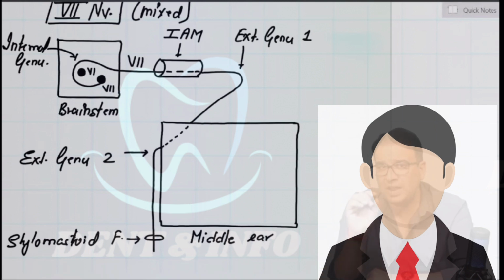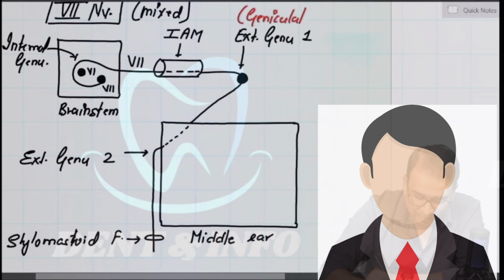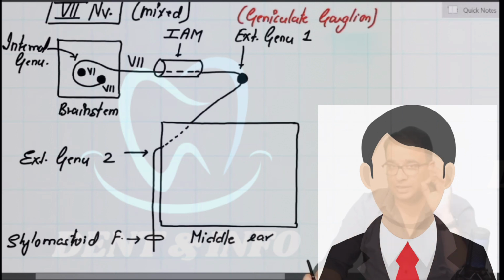Now, exactly where the external genu 1 is present, at the location of external genu 1, there is a ganglion present here, and that ganglion is called the geniculate ganglion, guys. Let me write it here only. This ganglion which is present at the external genu 1 is called the geniculate ganglion.